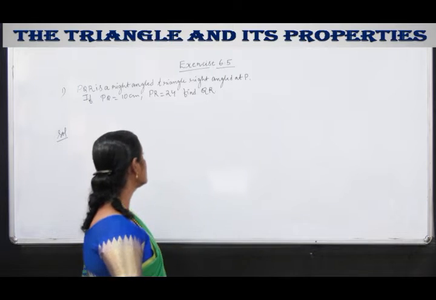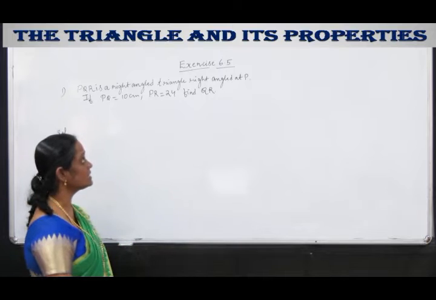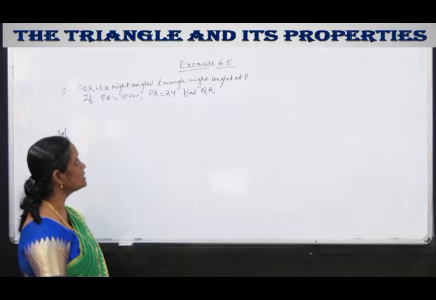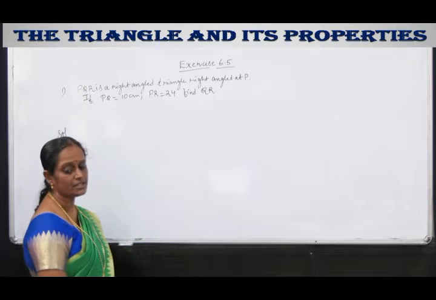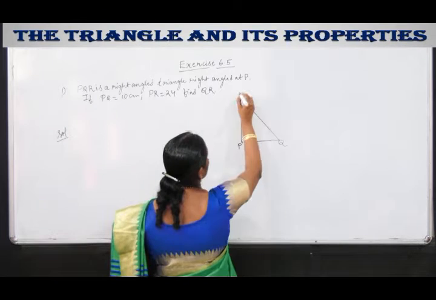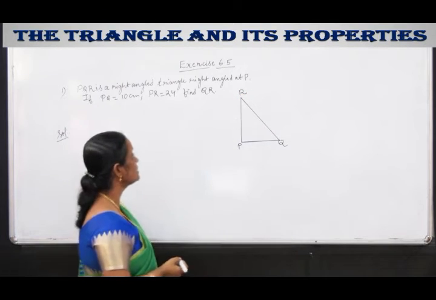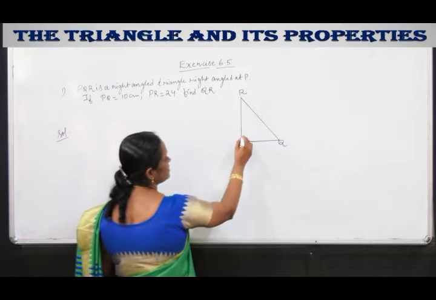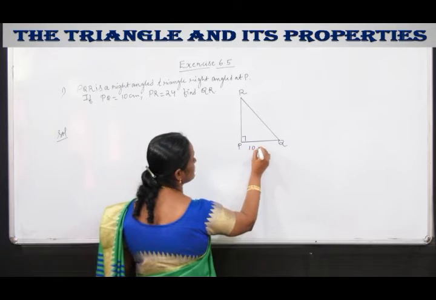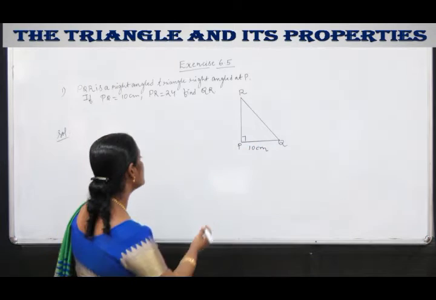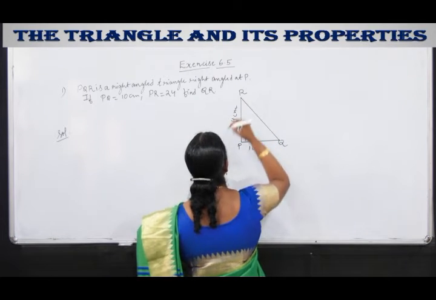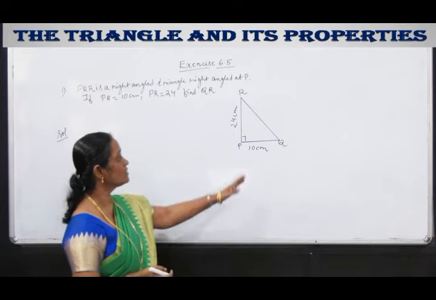So here the first question is, PQR is a right angle triangle, right angle at P. If PQ is equal to 10 cm and PR is equal to 24 cm, find QR. Here a right angle triangle PQR is given, right angle at P, and PQ is equal to 10 cm and PR is equal to 24 cm. You have to find QR.